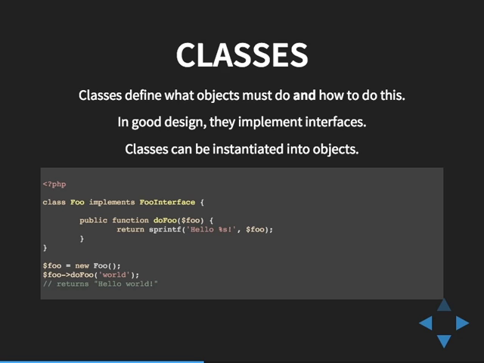And that function can accept parameters, and those parameters you pass on between these brackets here. Any method or property that you want to call or access on the object, you access it using the dash greater than sign operator. So in this particular case, we call the dofoo method, remember that, from the interface? We call it on the newly created object, and we pass it a parameter that's a string called world.